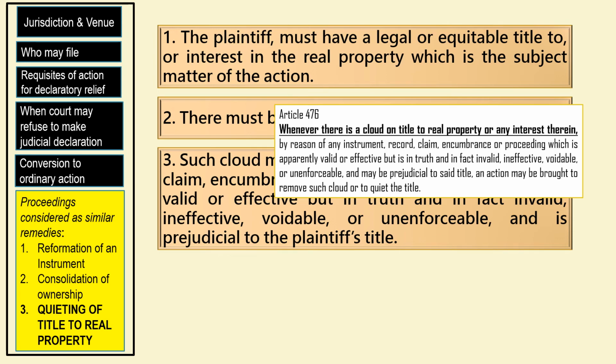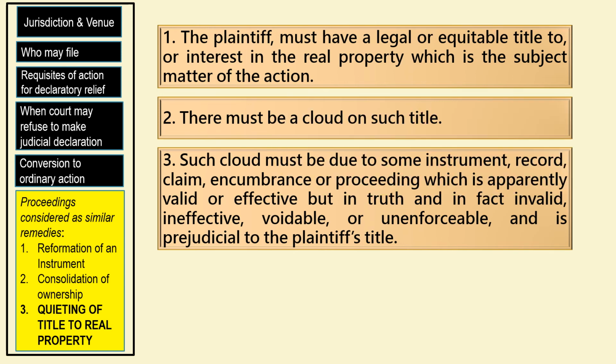What does Article 476 say? If there is a cloud on title to real property or any interest, and the reason for that is this instrument, record, claim, encumbrance, or proceeding which is apparently valid or effective but is in truth and in fact invalid, ineffective, voidable, or unenforceable and may be prejudicial to the title, the action may be brought to remove such cloud or to quiet the title.